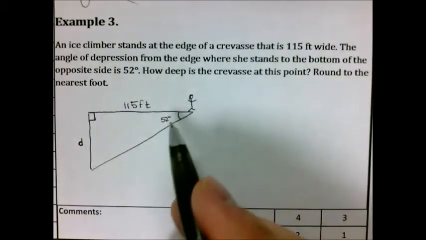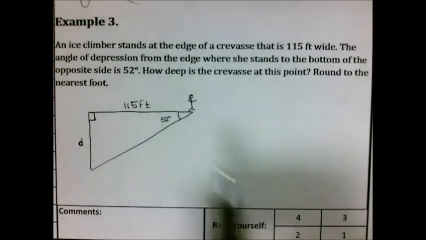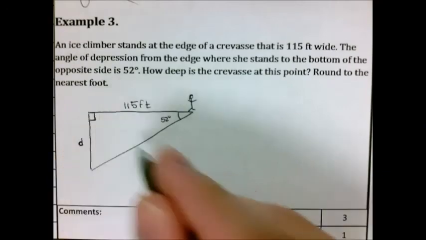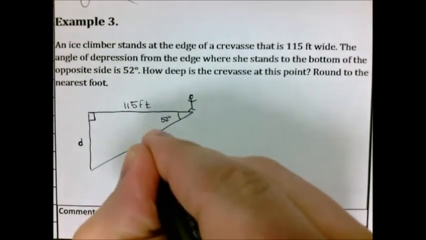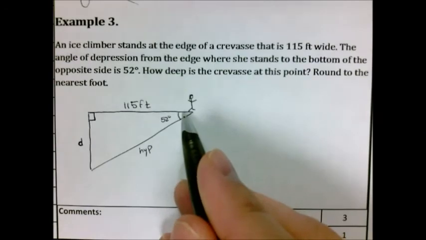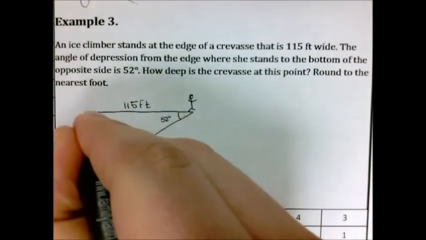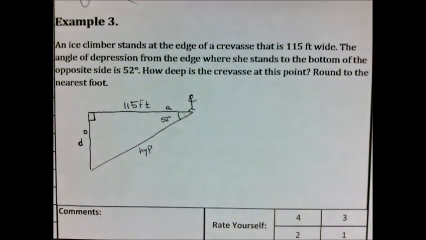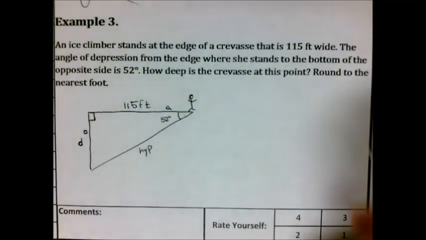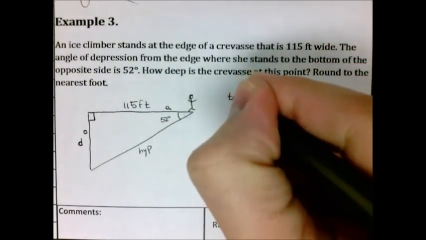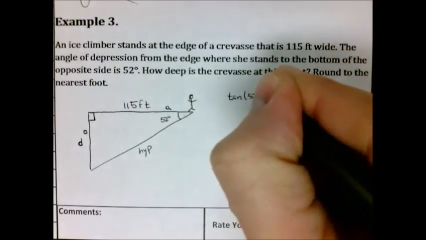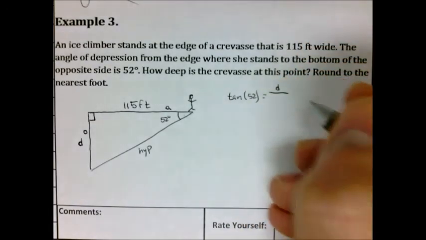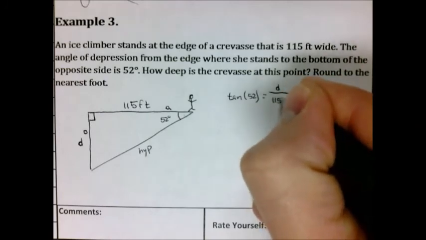And so we can see we've got to first label all of our sides as opposite, hypotenuse, and adjacent. We know the one across from the right angle is going to be our hypotenuse. The one across from the angle that we know is our opposite. And so that leaves this side right here, our adjacent. And so again, we're faced with an opposite over adjacent. So we're going to be using tangent of 52 degrees this time is equal to our opposite, which is D. We don't know it, so it's D, divided by 115 feet.